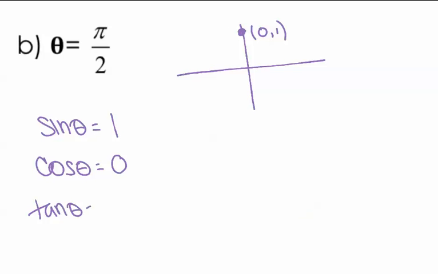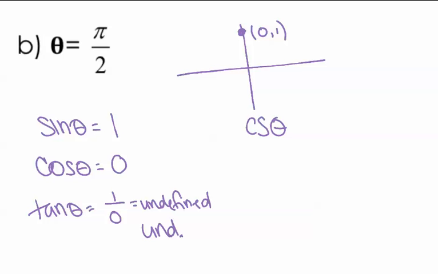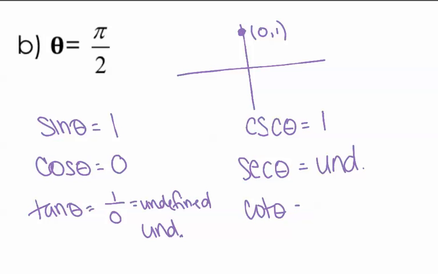And then tangent. My tangent is going to be sine over cosine, or 1 divided by 0. Anything divided by 0 is error, so we're going to say that that's undefined. You can abbreviate as UND if you would prefer. So then my cosecant, which matches up with sine, is going to be 1 also, because we're taking the reciprocal. My secant is going to be the reciprocal of 0, which is undefined, and my cotangent is going to be 0 because that's the reciprocal of undefined.